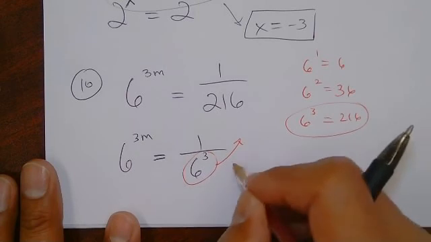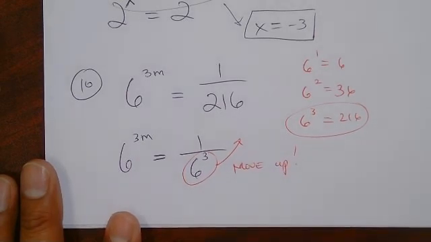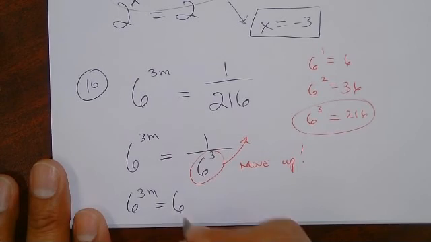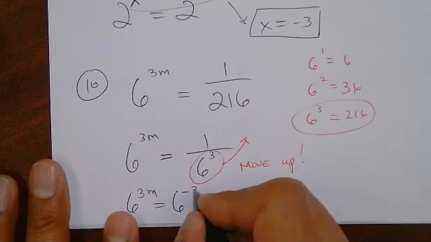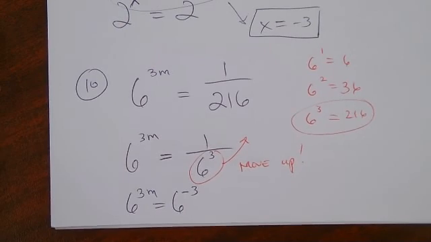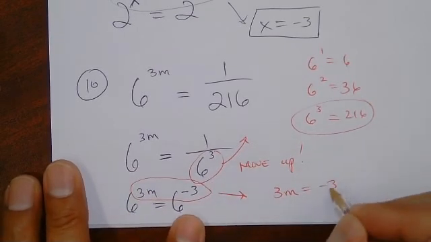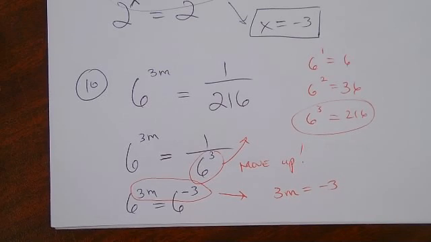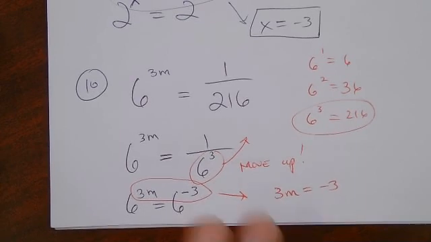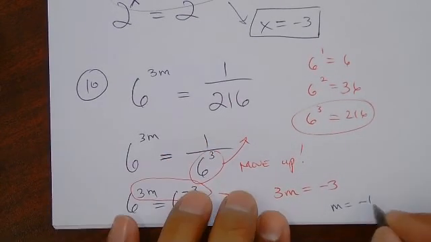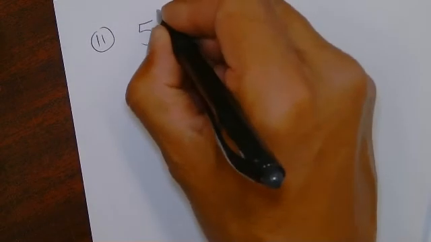Hey, what happened to this thing? Oh, there it is. And then what are you going to do? Move it up. What's that going to be? 6 to the power of 3m equals 6 to the power of negative 3. We're catching how this has got to go? And then what are you going to solve this? You're going to solve this. 3m is equal to negative 3. Come on. We got it? M is equal to negative 1.